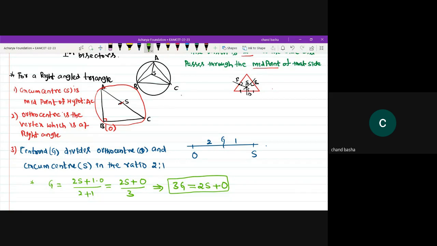Whenever the question asks for the orthocenter, you can write 3G minus 2S. Suppose he is asking what the orthocenter is, how can we find it? 3G minus 2S. In G, the centroid, the denominator 3 will be there, and the outside 3 will get cancelled. So this is one important relation to be remembered. Your centroid G always divides the orthocenter and circumcenter in the ratio 2:1, and the relation has to be remembered as 3G is equal to 2S plus O.